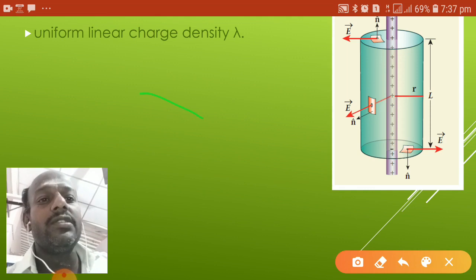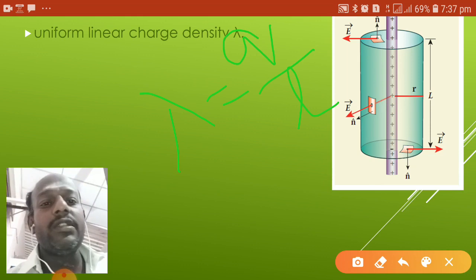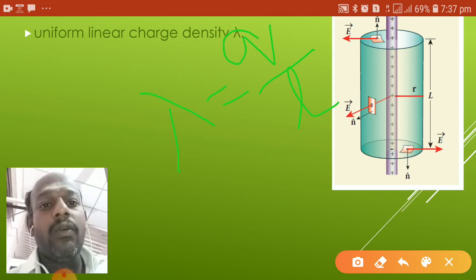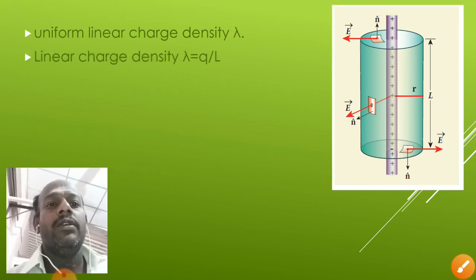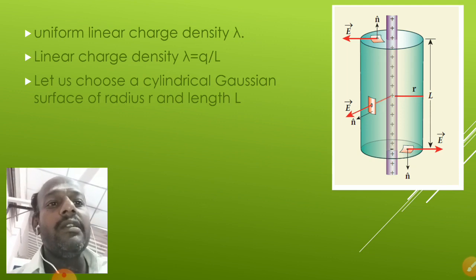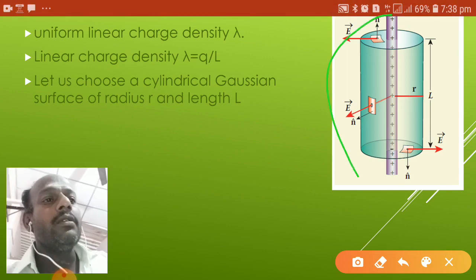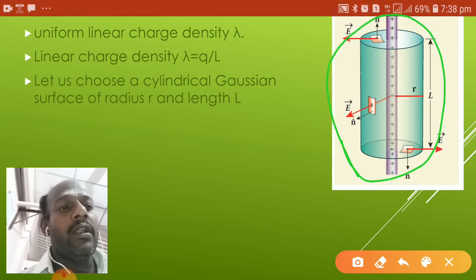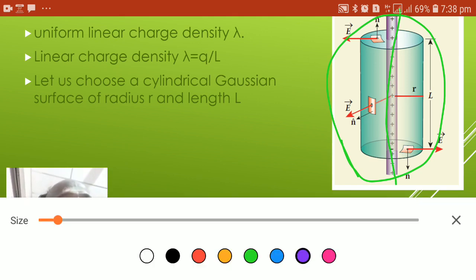Linear charge density lambda is equal to Q by L. What is Q? The charge enclosed. What is L? The length of the conductor. That's it. So the linear charge density lambda is equal to Q by L. And let us choose a cylindrical Gaussian surface of radius r and length L. Look at the picture. This is a conductor, and in this conductor I have chosen an imaginary cylindrical surface having the radius r.